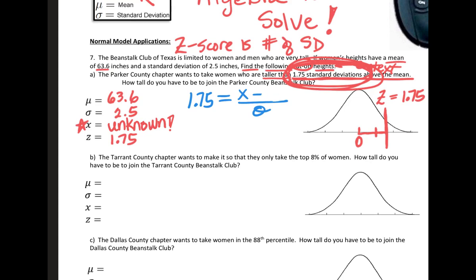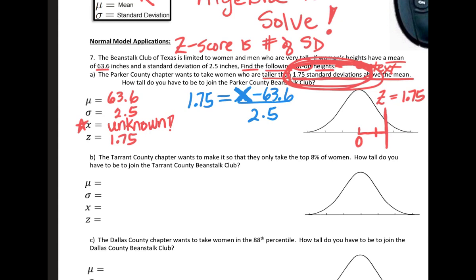The mean is 63.6. So I'm going to fill that in, 63.6. Okay? And then I know that the standard deviation is 2.5. So in place of the standard deviation, I'm going to put 2.5. And so do you see that the thing that is left, that is not known, is this x value here? And so we are now ready to do algebra to get that x value. So let's see if you know how to do that.